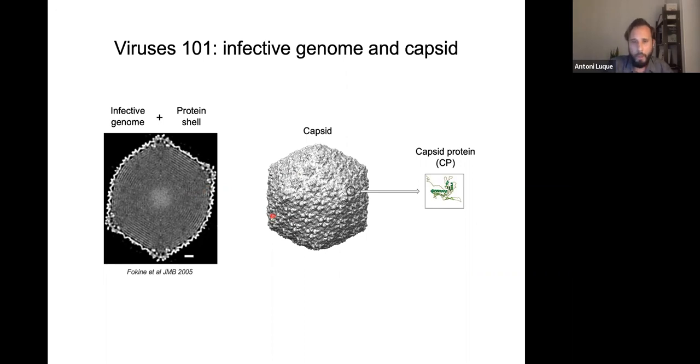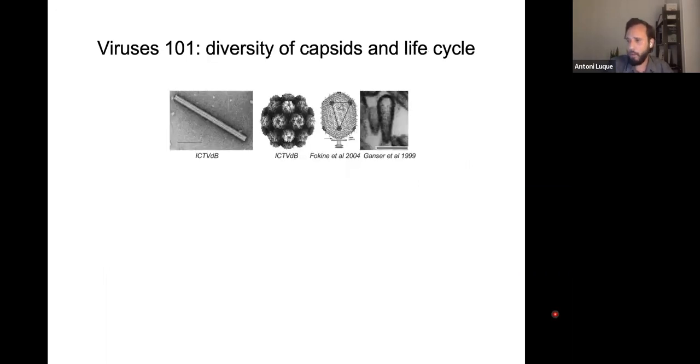So there are a variety of capsid shapes. Here I'm showing 4 of the most common ones. You have a lot of viruses that are rod-shaped. This is very common in particular in plants.